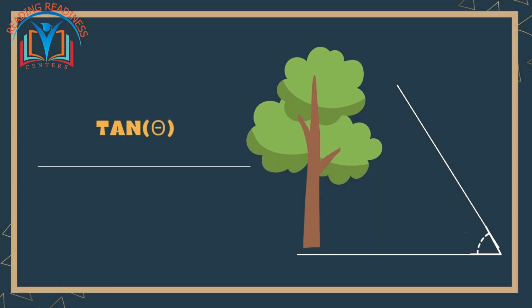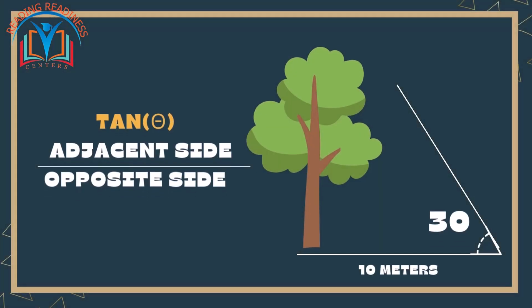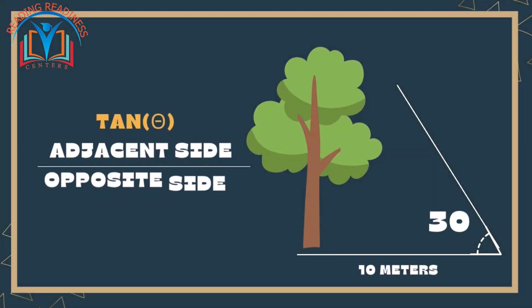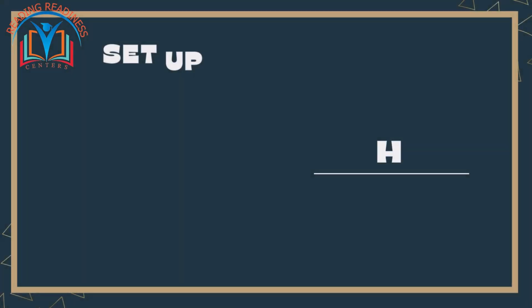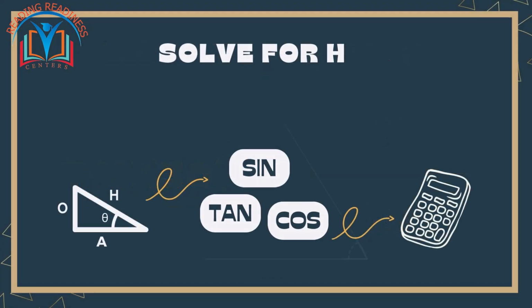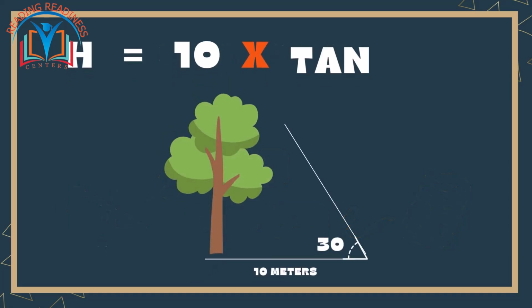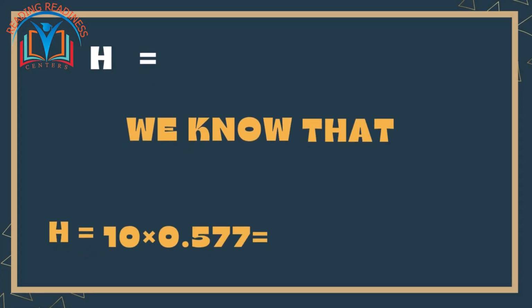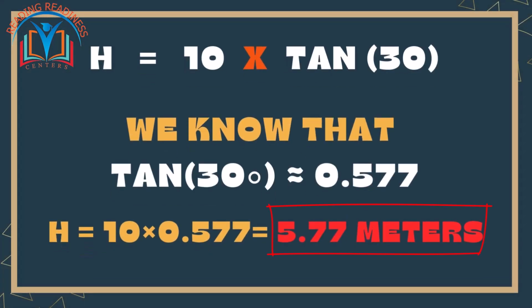Use the tangent ratio. The formula for the tangent of an angle in a right-angled triangle is this. In this case, theta is 30 degrees, the opposite side is the height of the tree, and the adjacent side is 10 meters. Set up the equation. Solve for h. By solving this question, the answer will be 5.77 meters.